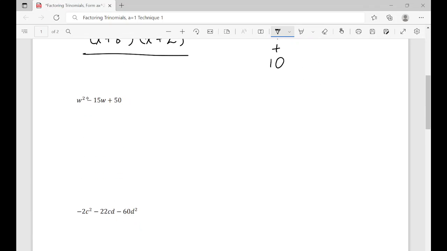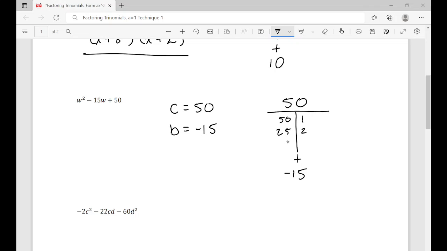Next I have w squared minus 15w plus 50. So again, I'm looking at my c term, and c here is 50, and b is negative 15. So again, I ask myself, what times what would give me 50, but adds together to give me negative 15. So factors of 50: 50 and 1, 25 and 2, 10 and 5.